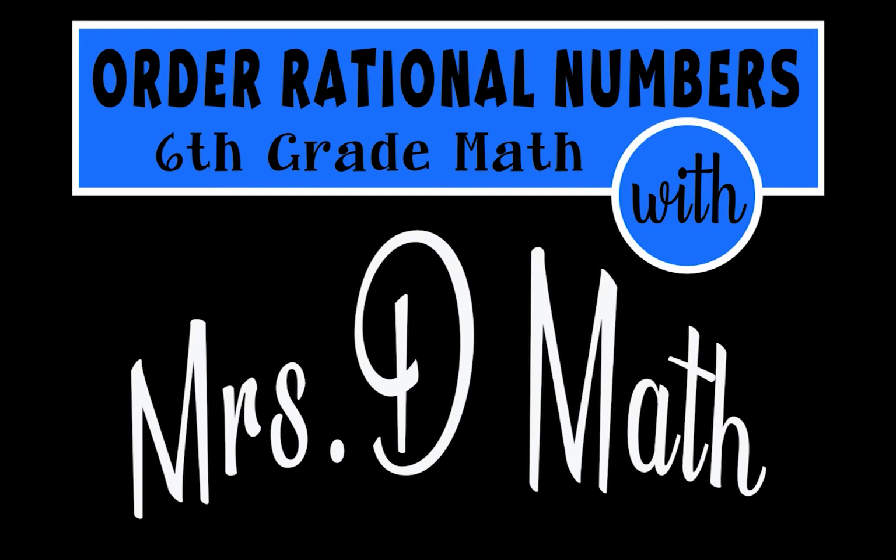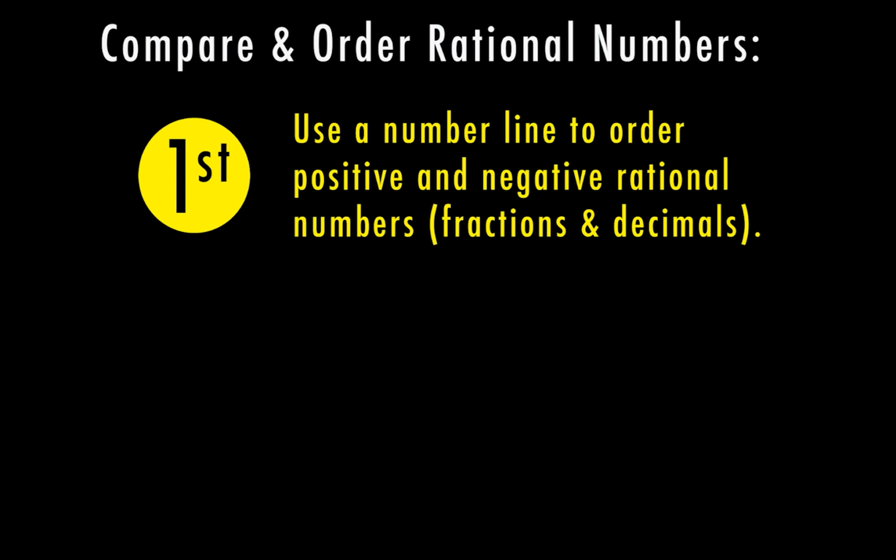We did go over a video discussing what a rational number is, so if you don't remember, you can go back over that video. So let's go ahead and get started. The first step whenever we're ordering and comparing rational numbers is to use a number line to order positive and negative rational numbers. This includes fractions and decimals.